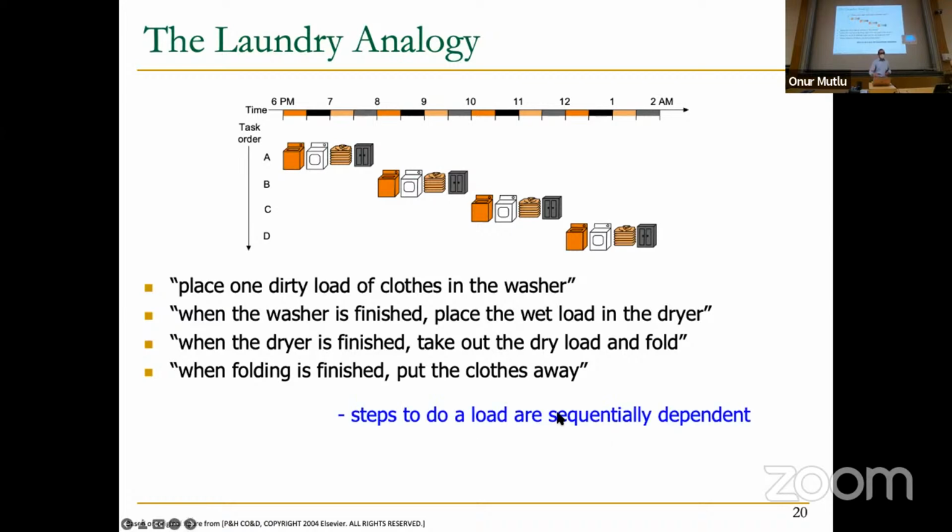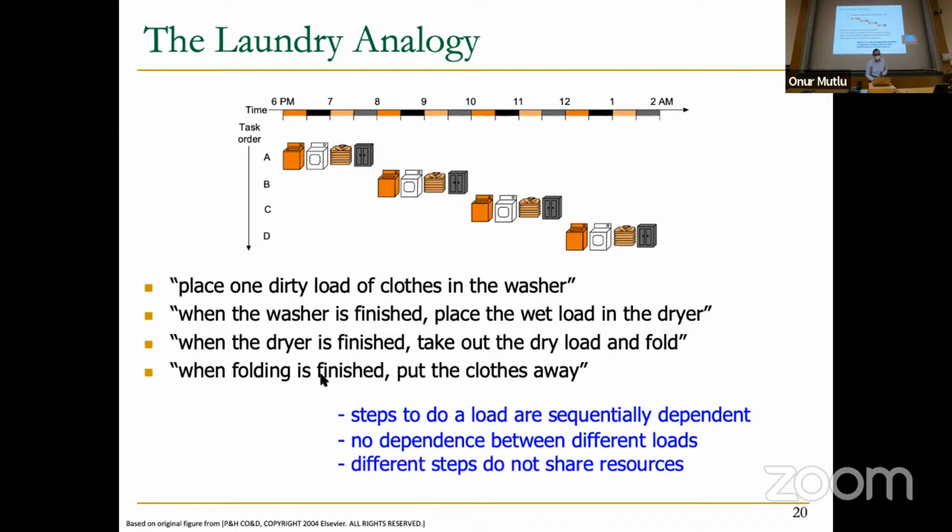So this is very similar to an instruction pipeline in some sense. Steps to do a load are sequentially dependent. You can think of this as fetch, decode, execute, write back. There's no dependence between different loads in this particular case. This is going to be different than an instruction pipeline, as we will see. But you can think of these as 4 independent add operations. Then it's very similar. And different steps do not share resources. For example, in washing, you don't need the dryer. In drying, you don't need the folding. In folding, you don't need the cabinet. You need it afterwards. So basically, the steps do not share resources. That's critical also. So this is a perfect process to be pipelined.